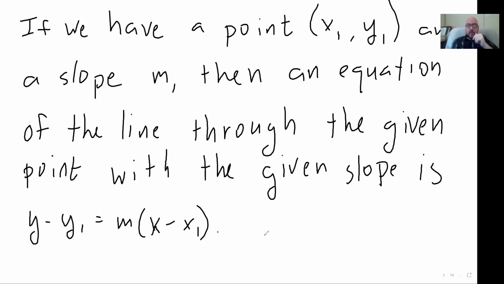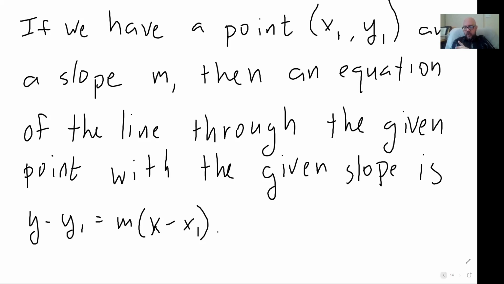So let's see what this looks like. Now this is quite similar to y equals mx plus b, right? It's got y on the left side, and an m and an x on the right side. The rest of it is a little bit different, but in general it looks kind of similar to slope-intercept form. And this m is the slope of the line. It's just that b isn't here, and we've instead substituted a different point on the line.